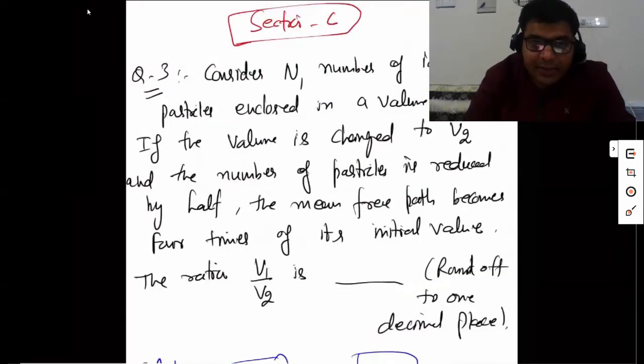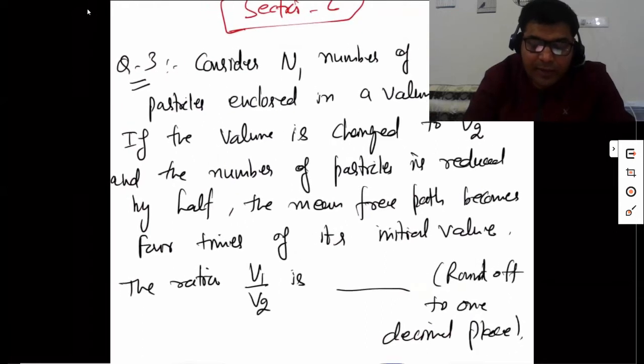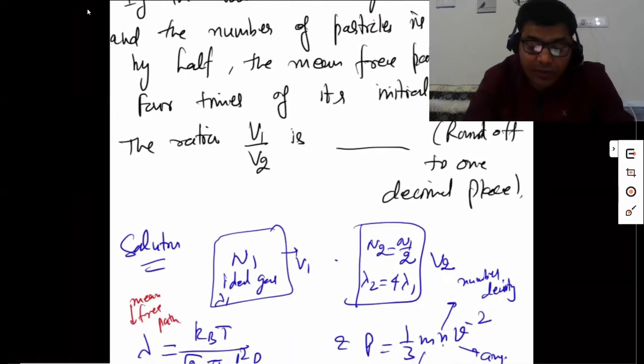Now, section C. Consider N1 number of ideal gas particles enclosed in a volume V1. If the volume is changed to V2 and the number of particles is reduced by half, the mean free path becomes 4 times the initial value. The ratio of V1 by V2 has to be calculated.